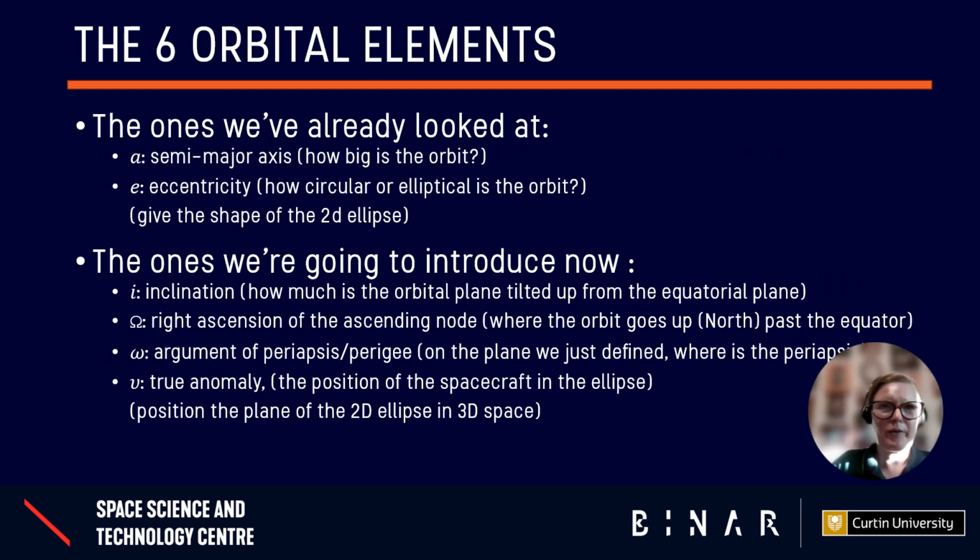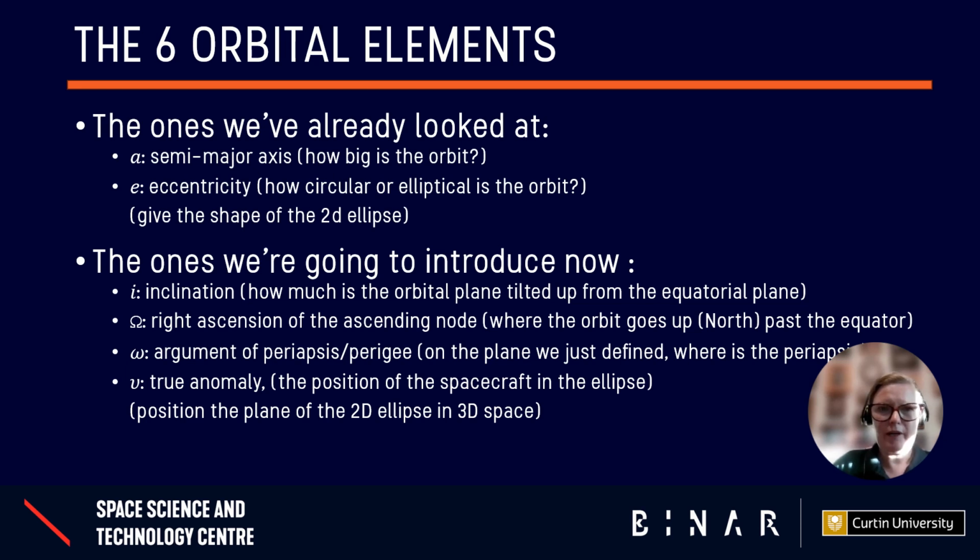So we aren't going to model orbits today mathematically, but you can ask us more about it if you really want to get stuck into the physics of it. But when we describe orbits and talk about them when we do our mission planning, it's really useful to have a standardized way of describing the orbits. And these 6 orbital elements are what we'll use. We've already touched on some of them. The semi-major axis: how big is the orbit? Eccentricity: how circular or elliptical is the orbit? So that gives us the shape of the 2D ellipse.